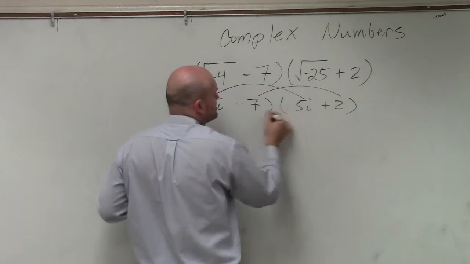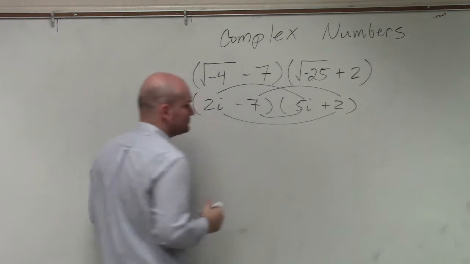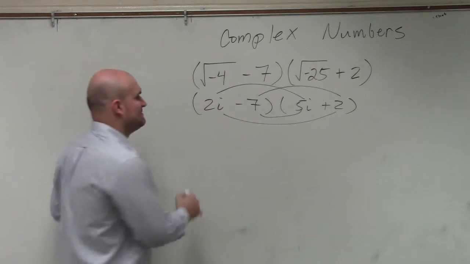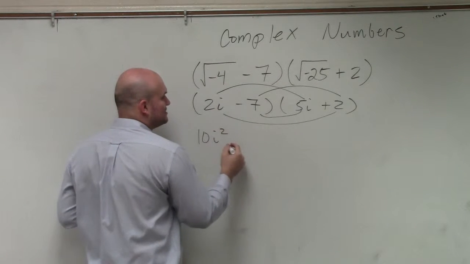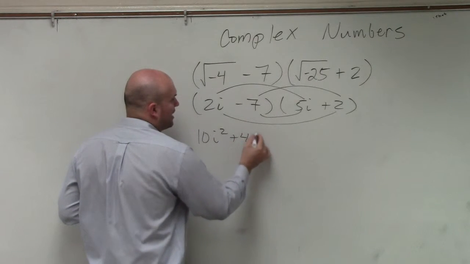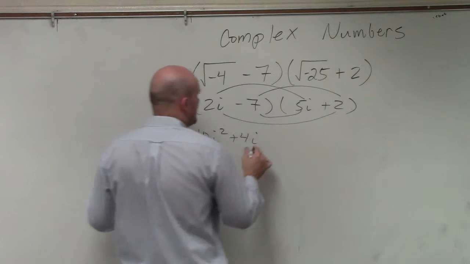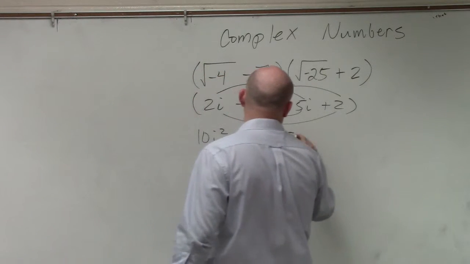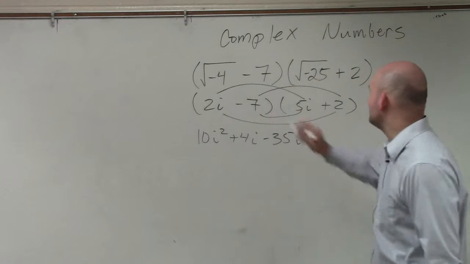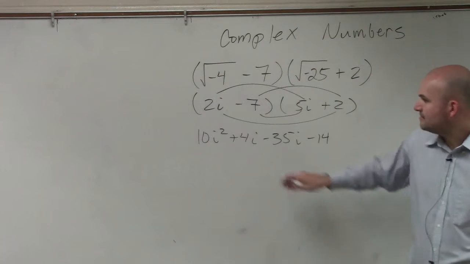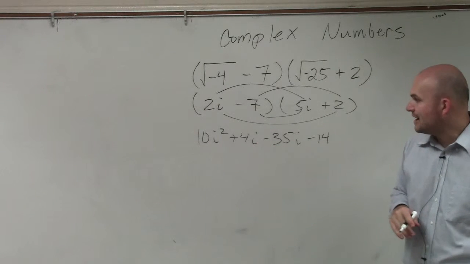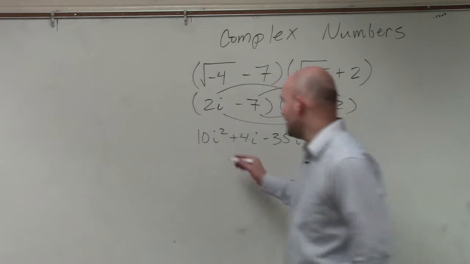So we need to multiply using FOIL or using the box method. All right, so 2i times 5i is going to be 10i squared. 2i times 2 is going to be a positive 4i. Negative 7 times 5i is a negative 35i. And negative 7 times positive 2 is a negative 14. Now we have 4i minus 35i. That is going to be a negative 31i.